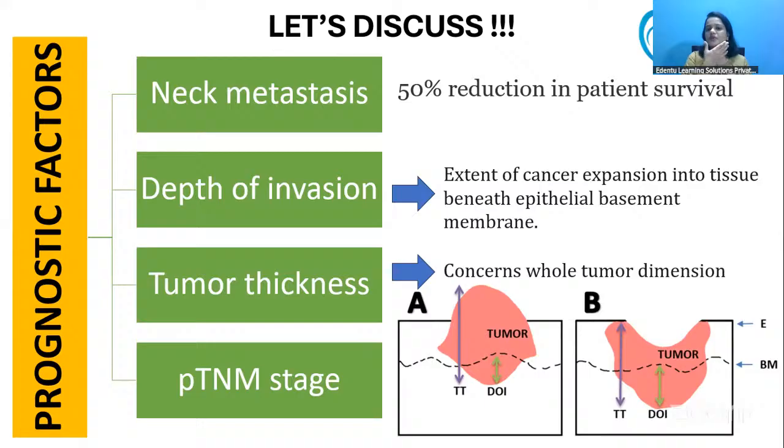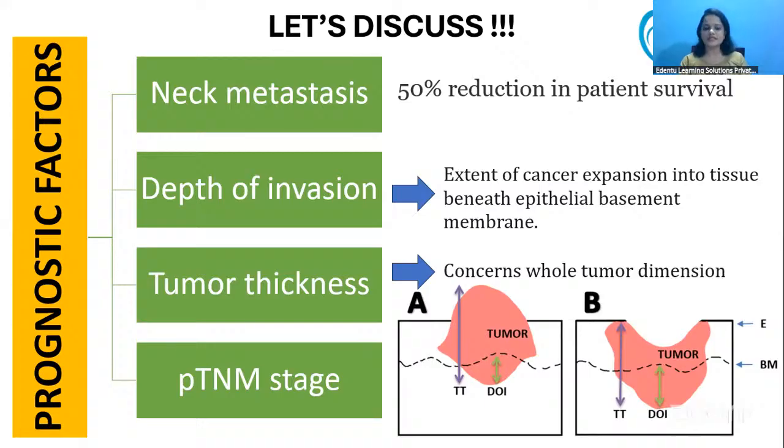So if there is a lesion in the floor of the mouth, we can take a biopsy of the submental lymph nodes and check whether the tumor has metastasized into them or not. If it is positive for neck metastasis, it really shows a very bad prognosis. There is about a 50% reduction in patient survival because of neck metastasis alone. So neck metastasis is one of the worst prognostic factors a patient can have.